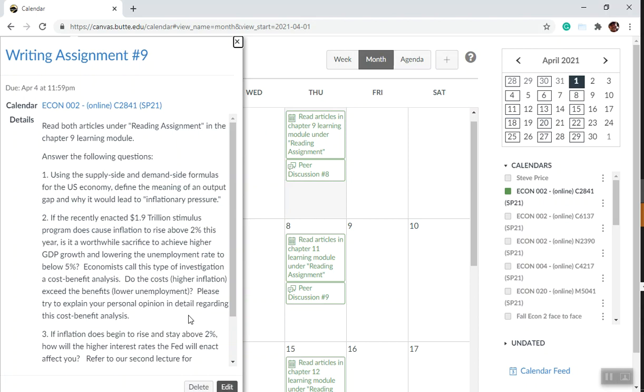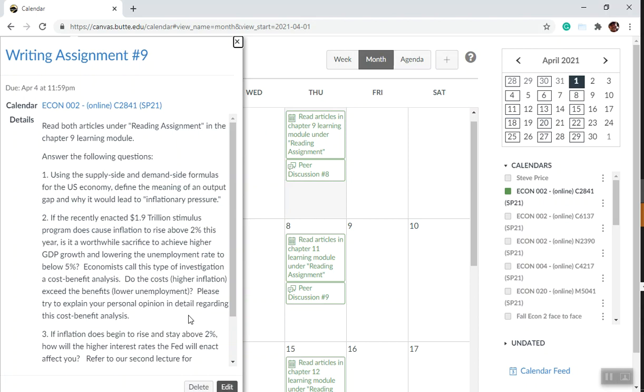So what I'm asking you to do is to, in writing, talk about the costs and the benefits here. So do the costs, higher inflation in society, exceed the benefits of lower unemployment? This is how economists like to analyze the situation about what should be done. Are the benefits going to outweigh the costs? So please try to explain your personal opinion in detail regarding what is your cost-benefit analysis.